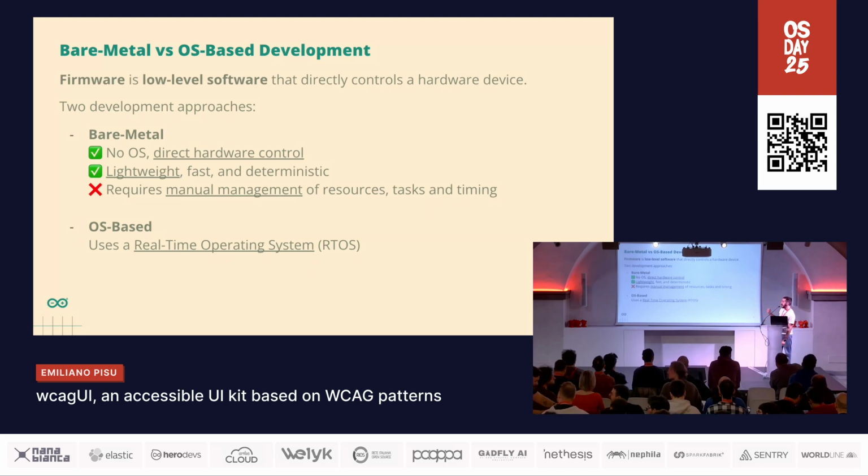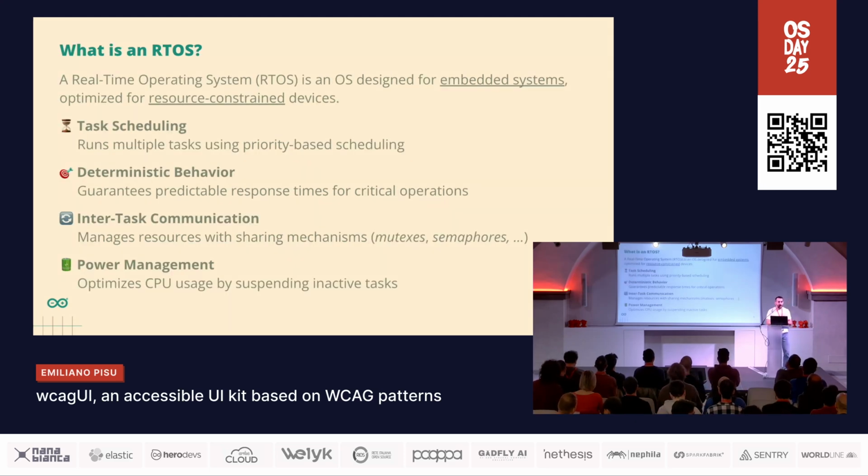There is another approach that is simpler and adds an abstraction layer. It's called the OS-based approach, an operating system for embedded systems. In embedded systems, we call this an RTOS, a real-time operating system. What is a real-time operating system? A real-time operating system is an operating system designed for embedded systems, so it's designed to run on resource-constrained devices.